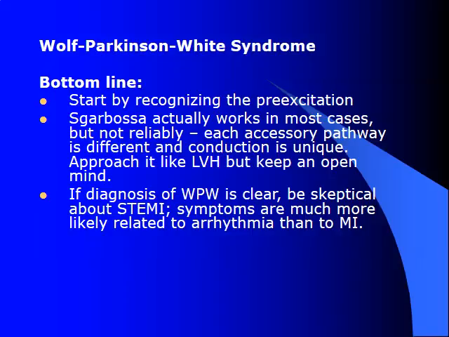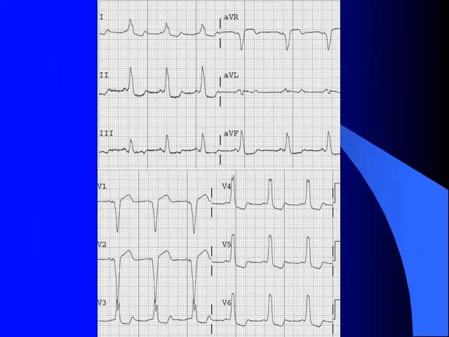If you do have a diagnosis of WPW or there's a history of it, be pretty skeptical about ST elevation MI because symptoms are much more likely related to an arrhythmia than they are MI. Generally, these patients are not going to have ACS on top of Wolff-Parkinson-White syndrome. Here we have an example of it.